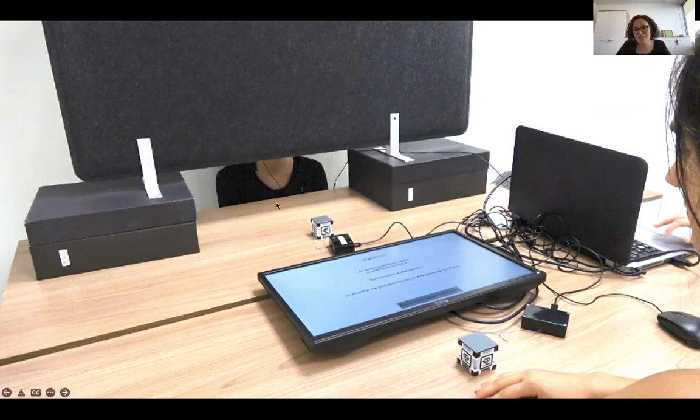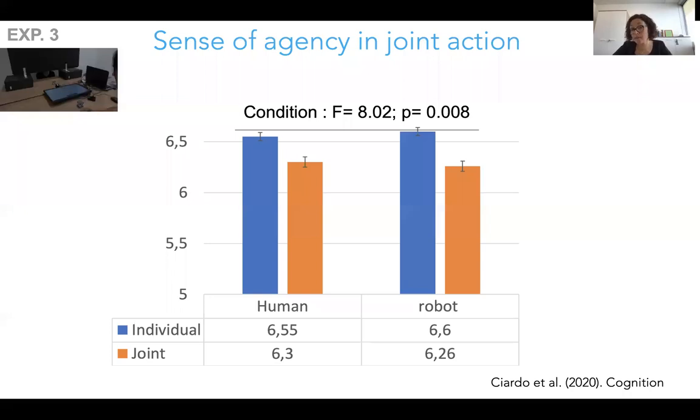So there's a person here tapping, so participants are either playing with a person or with Cosmo in a within-subject design. And what we see is that the pattern is basically the same, whether they're playing with a robot or with a human. So our little Cosmo, even though it's not very human-like, shows a very similar pattern in terms of diffusion of responsibility, joint sense of agency in a joint task. And that's quite interesting, we thought.